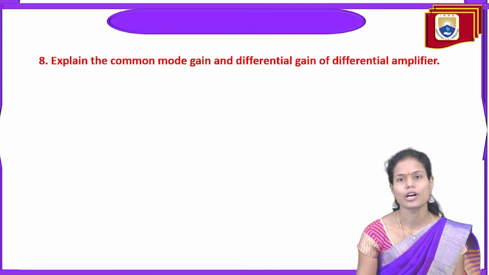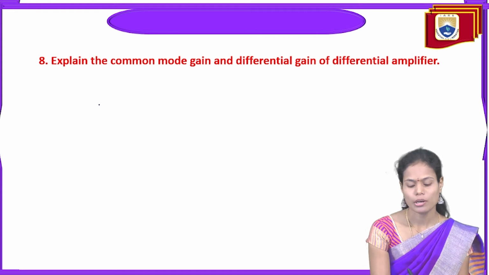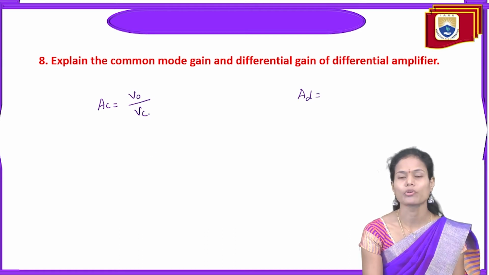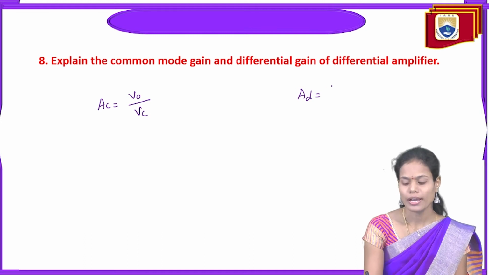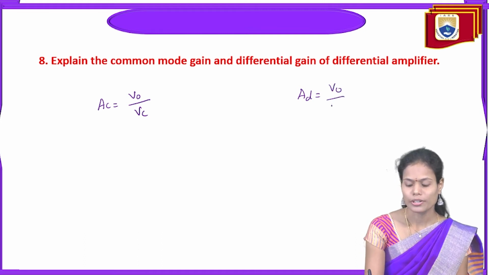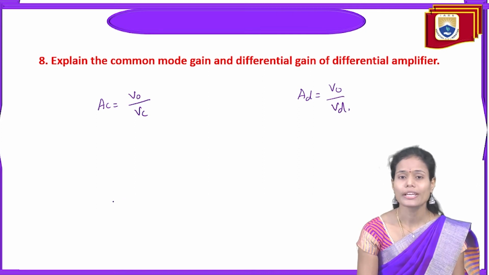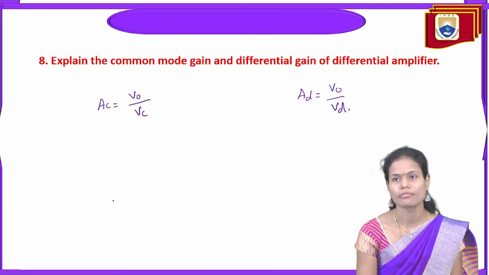And next, explain the common mode gain and differential gain of a differential amplifier. Here common mode gain is AC, and differential gain is AD. Common mode gain is V0 by the common mode voltage, the output voltage divided by the common mode voltage, and here it is the output voltage divided by the differential voltage. So these are the two gains we can expect in the case of a differential amplifier.